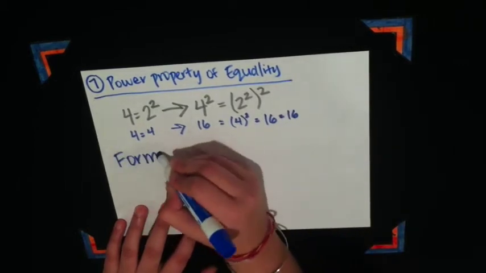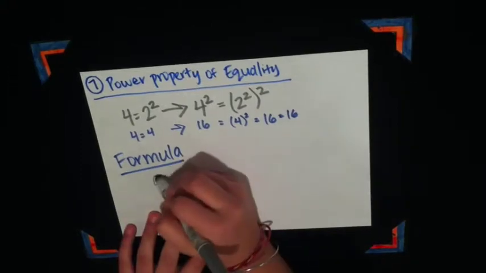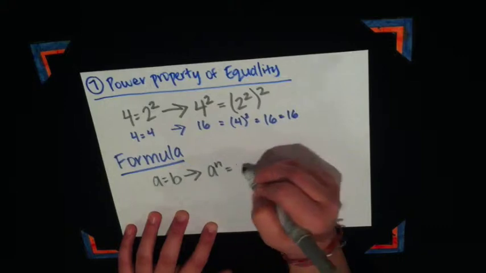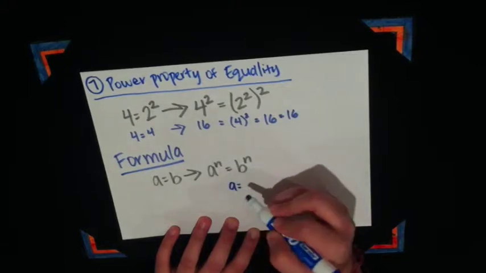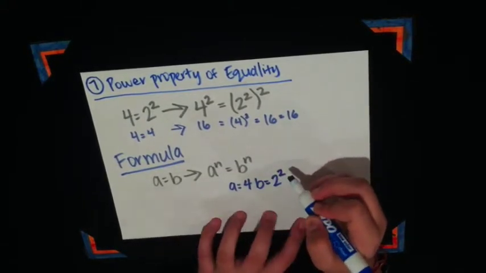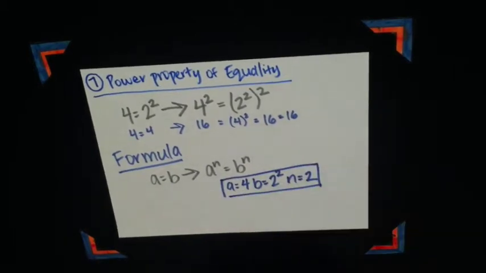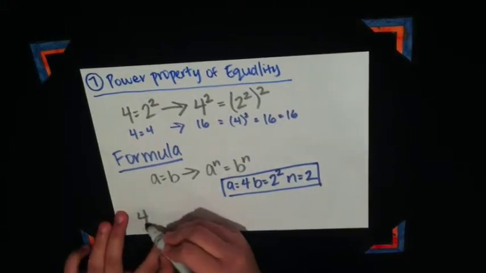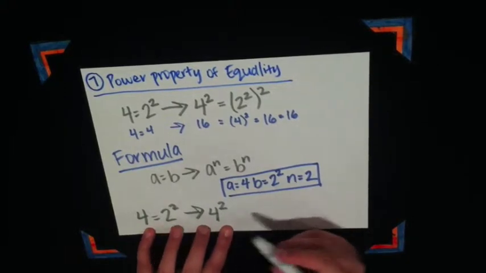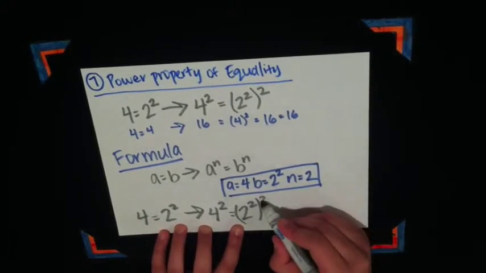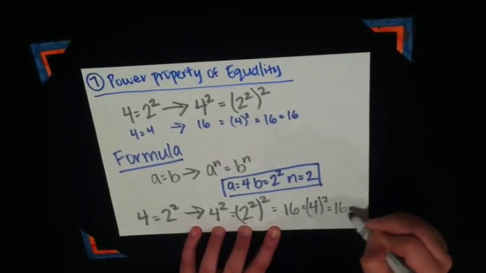Formula. If a equals b, then a^n equals b^n. a = 4, b = 2 squared, n = 2. Let me lay this out. 4 is a, which equals 2 squared as b, so 4 squared as a^n equals (2 squared) to the second power, which is b^n, which equals 16. 16 equals 4 squared, which equals 16. 16 equals 16.